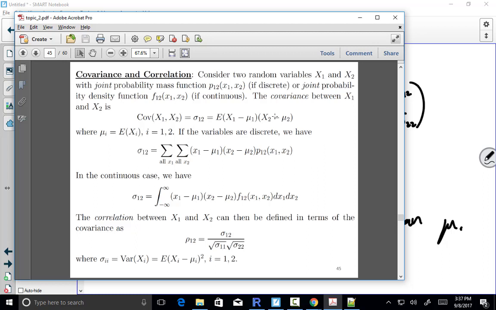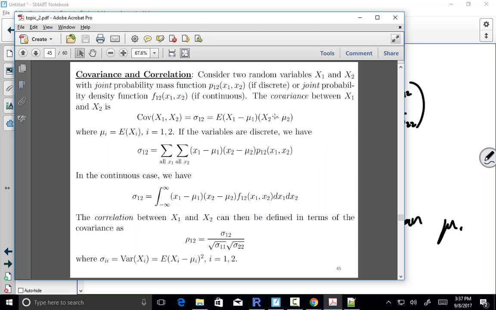But I talked about what happens if x1 tends to vary together with x2. For example, as x1 gets big, x2 tends to get big also. If that's the case, you're going to end up with a positive covariance. If you look at the multiplication there, if x1 is bigger than its mean, x2 is going to tend to be bigger than its mean, in which case both of those differences are going to tend to be positive. So you'll tend to get a big positive expected value.